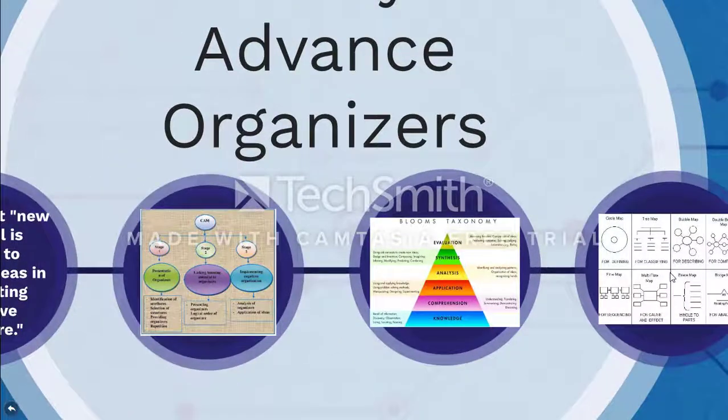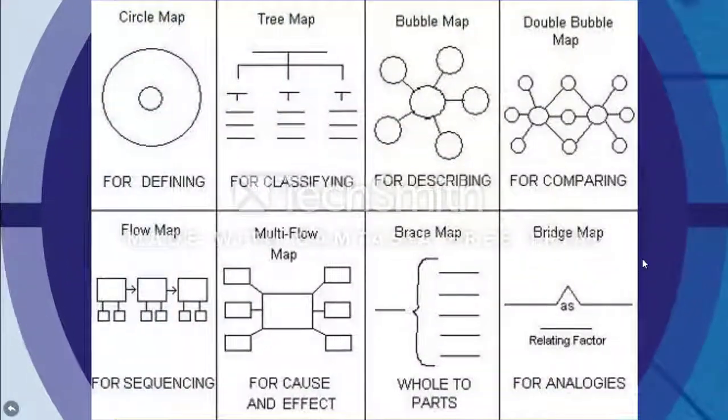The final are some different examples of other kinds of graphic organizers that you can use to make advanced organizers. The circle map, tree map, bubble maps, double bubble maps. That one's not only useful but fun to say. We have the flow map, the multi-flow map, brace maps, and then bridge maps.